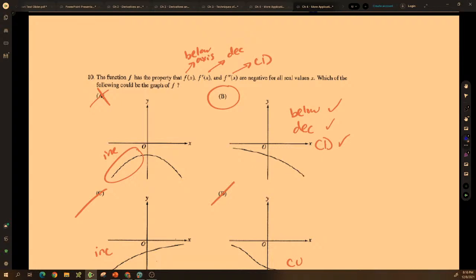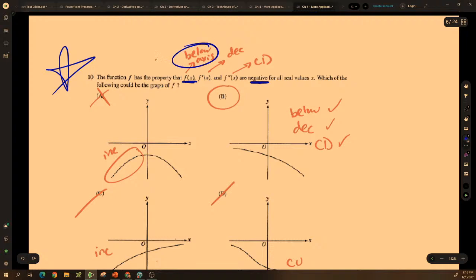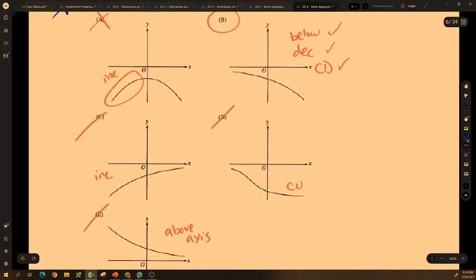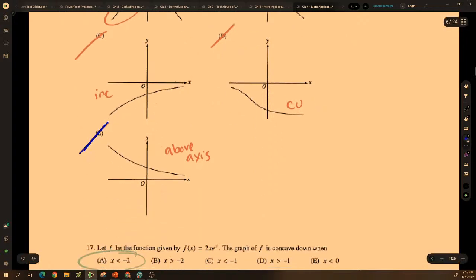All right, next one. This is a really great question. This is a super great question for making sure that graphically you know what f prime, f double prime being negative or positive would indicate. So when f of x is negative, that means that our graph needs to lie below the axis. So if I just look at A, B, C, D, and E, I can cross out E immediately. It's above the axis.